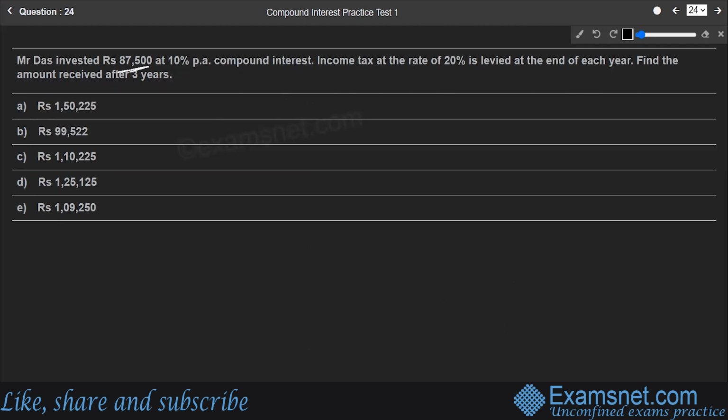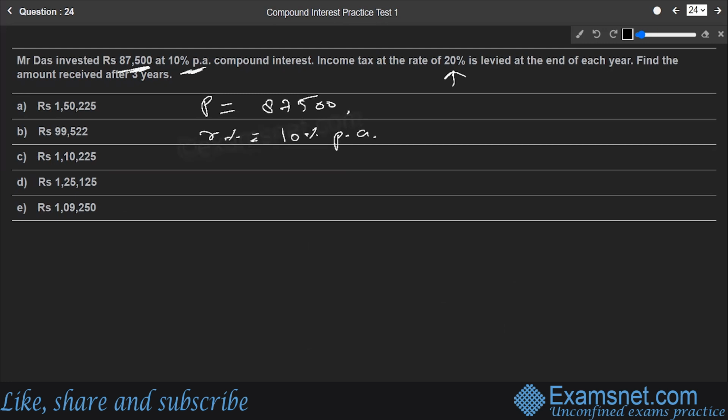Now, Mr. Das invested 87,500 at 10% compound interest. So clearly the principal value is 87,500. The rate of interest given is 10% per annum. Income tax at the rate of 20% is levied at the end of each year. So whatever they earn after a year, 20% of that is taken by the government as an income tax. So that is actually a reduction.